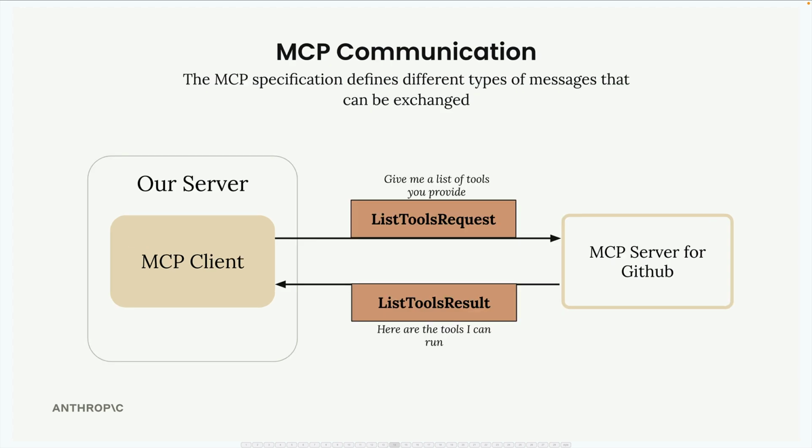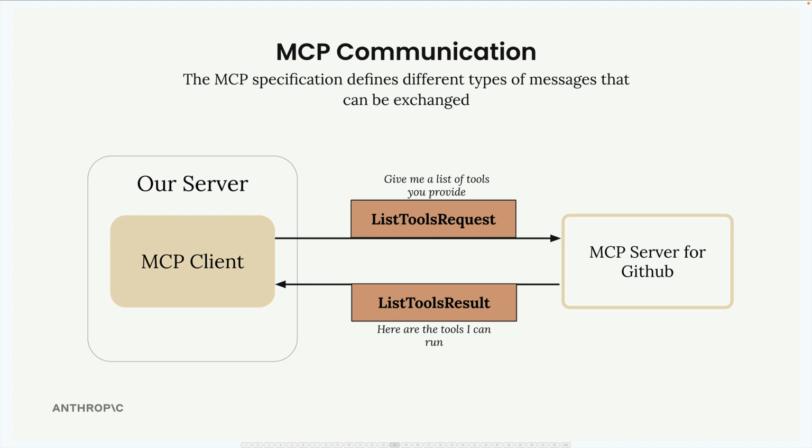Once a connection has been formed between the client and the server, they communicate by exchanging messages. The exact messages that are allowed are all defined inside of the MCP spec. Some of the message types that you and I are going to be focusing on are the list tools request and the list tools result. As you guessed, list tools request is sent from the client to the server, and it asks the server to list out all the different tools that it provides. The server would then respond with a list tools result message, which contains a list of all the different tools that it can provide.